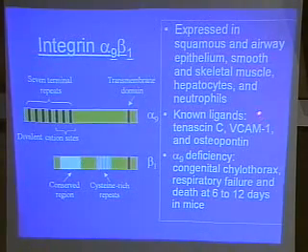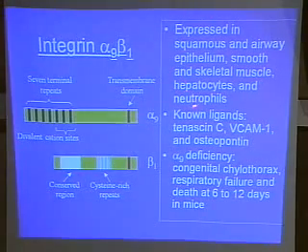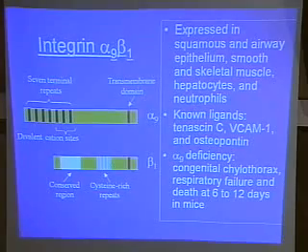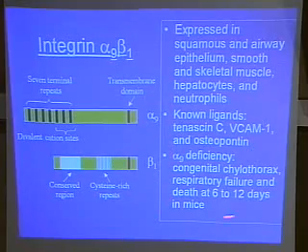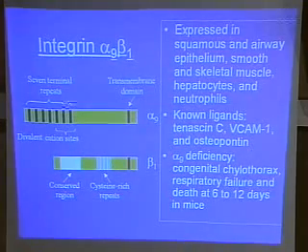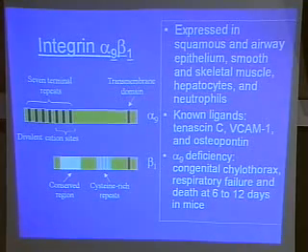So this integrin, like I said, is expressed in the squamous and airway epithelium, some smooth and skeletal muscle, hepatocytes, and neutrophils. It has 3 known ligands: tenascin C, VCAM1, and osteopontin. And a mouse knockout develops congenital chylothorax and has respiratory failure and dies within 6 to 12 days.